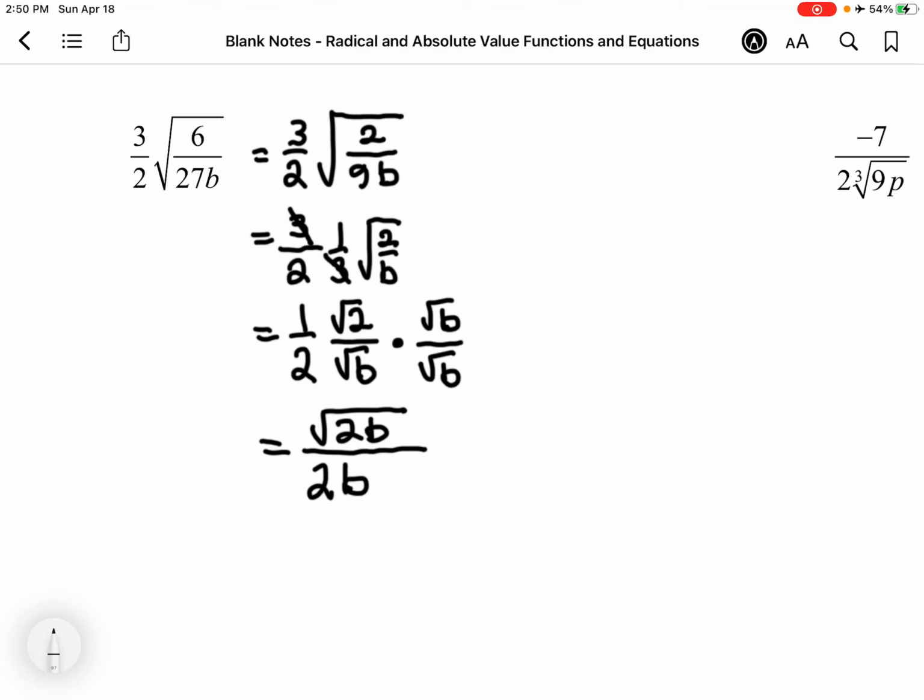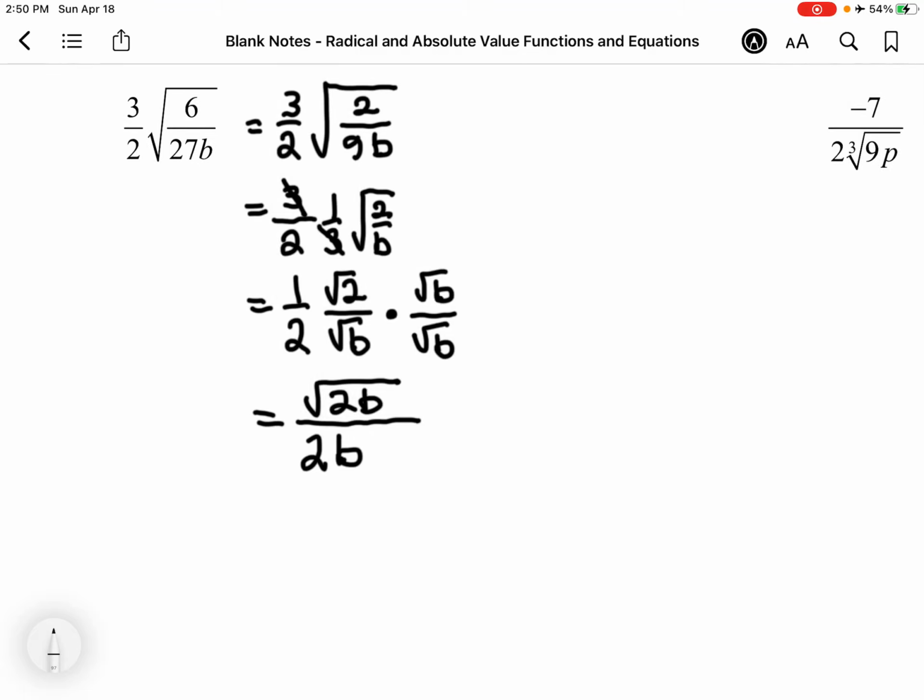Now, we were also asked to state the restrictions on the variable here. If you think about the fact that when you're dealing with square roots, you can only have positive radicands, and I have a factor of b inside the radical, then b has to be greater than or equal to 0.